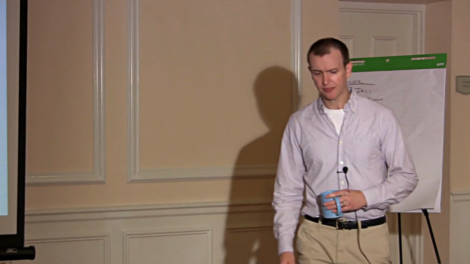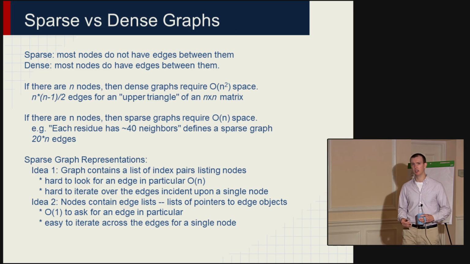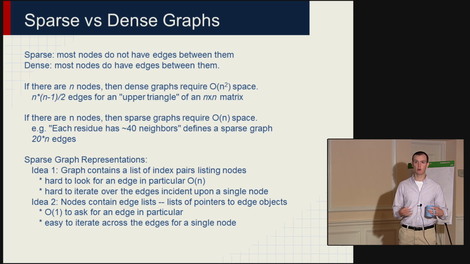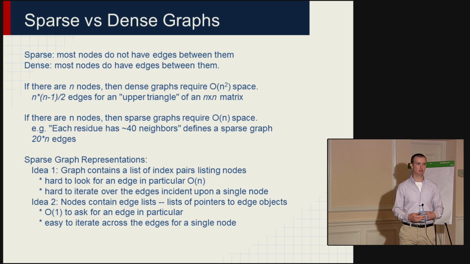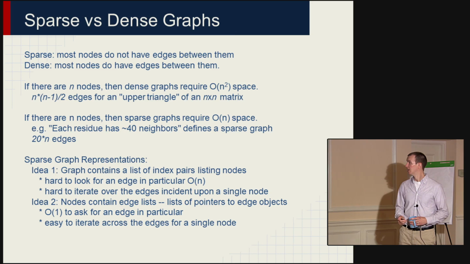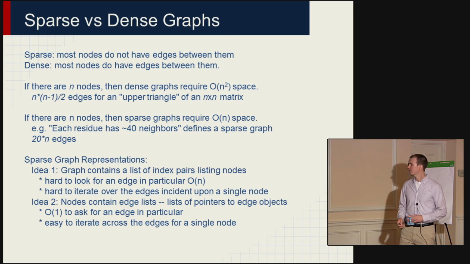Okay, so one thing I want to talk about is the difference between sparse and dense graphs. If you have a problem and you're trying to decide on how to represent the graph that's part of that problem, you might want to know something about the relationship of, say, the number of vertices in the graph to the number of edges. In sparse graphs, most nodes do not have an edge between them. In dense graphs, most nodes do.